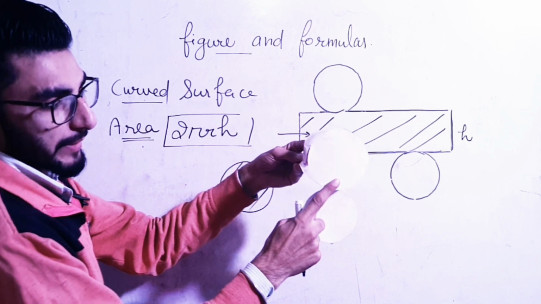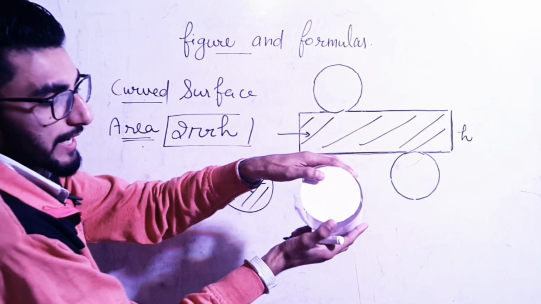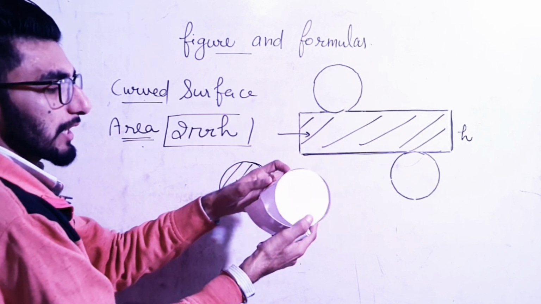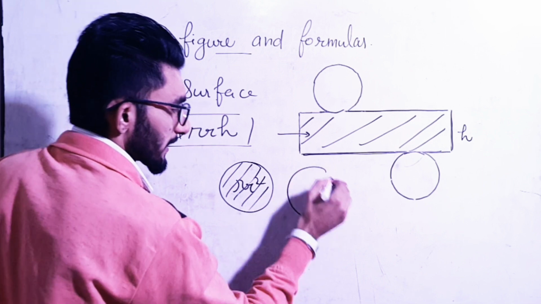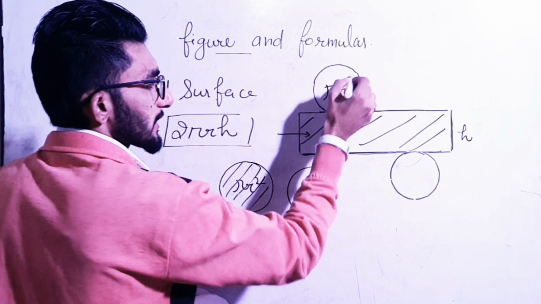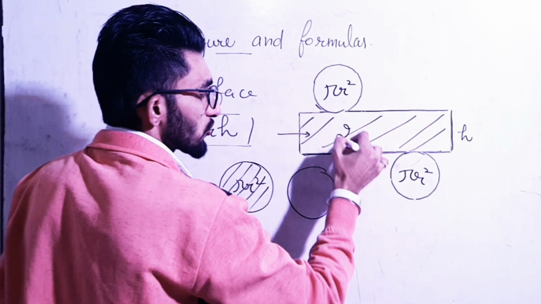ठीक है. So एक pi r square है, and दूसरा हमारे पास this is also pi r square. So we have 2 pi r square. ठीक है. Now we have two circles. So we will write here pi r square plus pi r square. देखो एक pi r square इसका और दूसरा pi r square इसका, and this one is 2 pi r h.